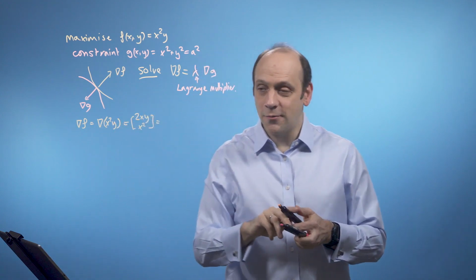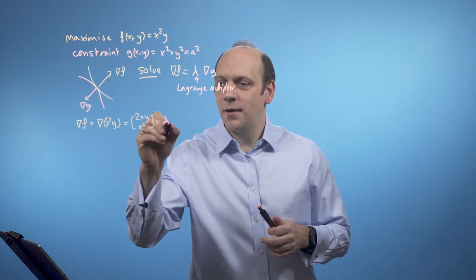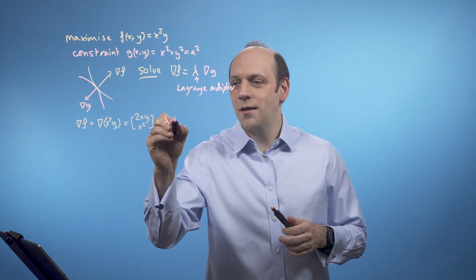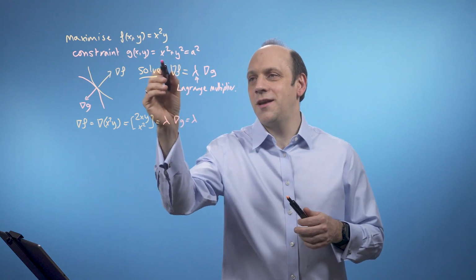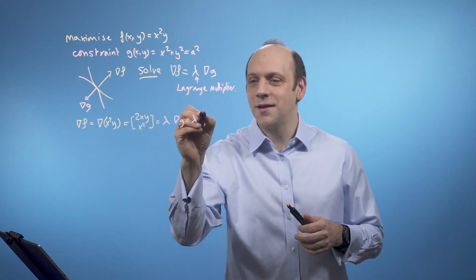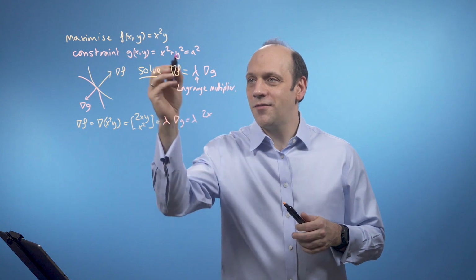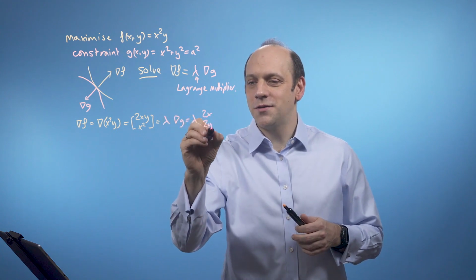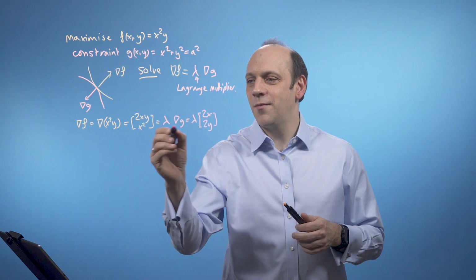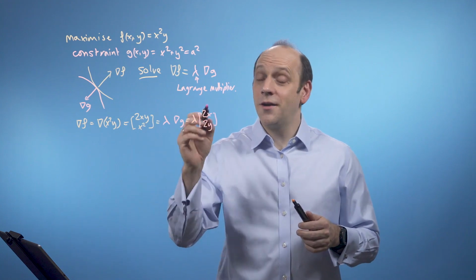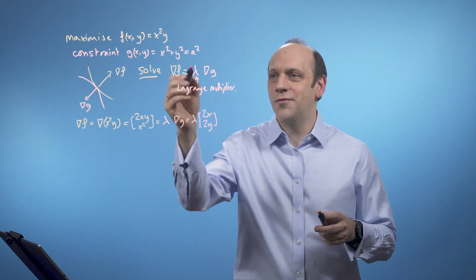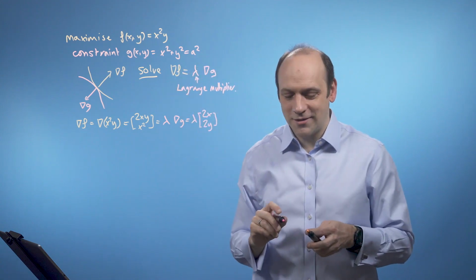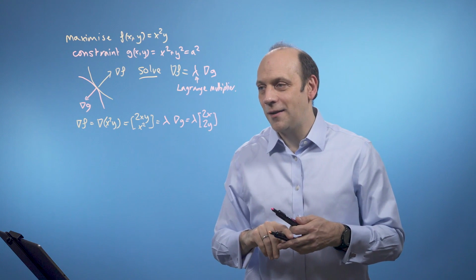And I'm saying that that's equal to lambda times grad g, which is equal to lambda times, if I differentiate g, x squared plus y squared with respect to x, I've got 2x. And if I differentiate it with respect to y, I've got 2y. And that's giving me two equations with two unknowns. And I've got a third equation, which is the constraint equation itself that brings in the actual value of the circle I'm particularly interested in. So I've just got to solve that.